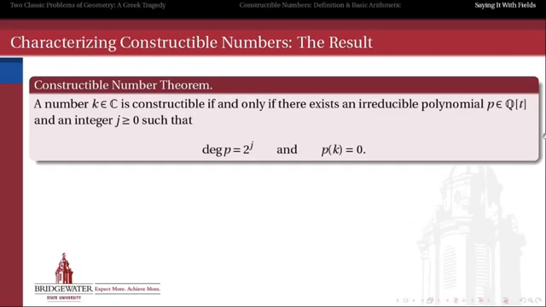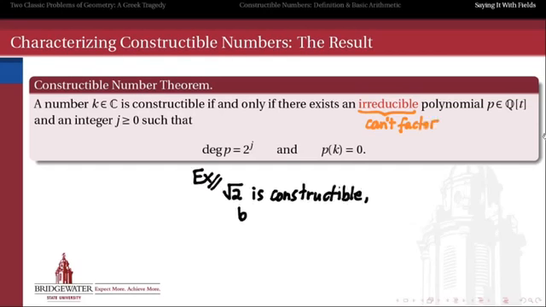So to unpack that a little bit, we say that a complex number is constructible if and only if there exists an irreducible polynomial. So we shouldn't be able to factor this polynomial in any non-trivial way. That polynomial should have rational coefficients, and the degree of that polynomial should be a power of 2. So as an example of why we need irreducibility, the square root of 2 is a constructible number, as we showed directly using geometry.